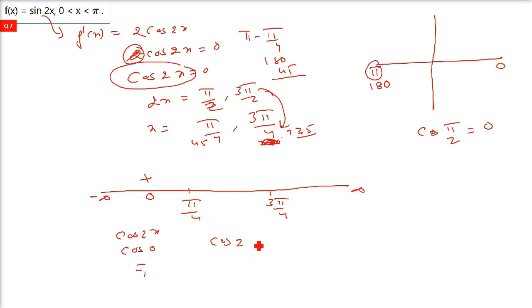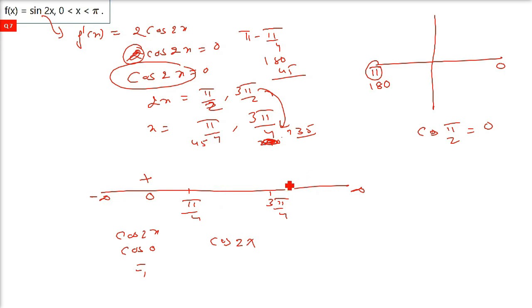So this is cos 2x, any value between 45 degree and 135 degree. You can put 90 degree also. So cos 2 into pi by 2, cos 2 into 90 degree, is cos 180 degree. What is cos 180 degree? You are going to get a negative value. Cos 0 is 1, cos 180 is minus 1.